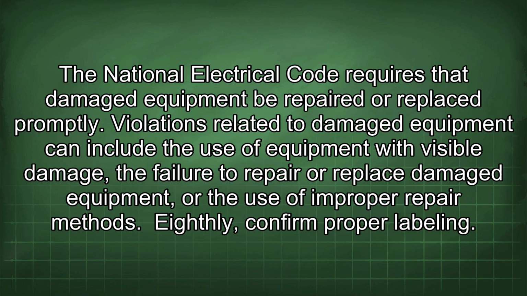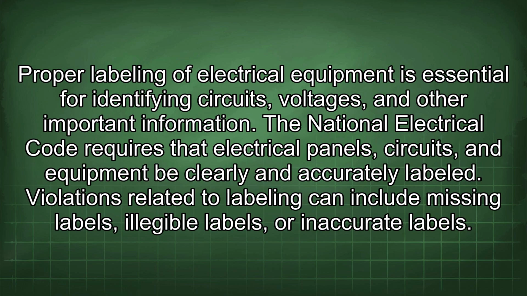Eighthly, confirm proper labeling. Proper labeling of electrical equipment is essential for identifying circuits, voltages, and other important information. The National Electrical Code requires that electrical panels, circuits, and equipment be clearly and accurately labeled. Violations related to labeling can include missing labels, illegible labels, or inaccurate labels.